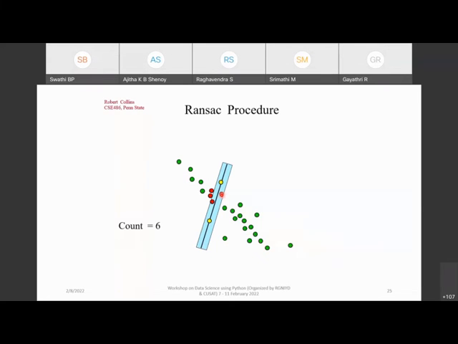See, if I am saying that the distance is within a particular threshold, then that is an inlier. Otherwise, it is not an inlier. So the threshold value you have to define. How far a point can be from the line? That is again you have to define.